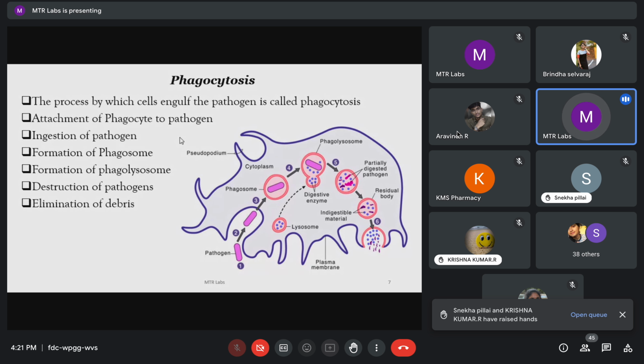Then the cells get activated once they have identified the pathogens or the antigens. These activated cells will express more glycoprotein receptors. These receptors help them to move to the site of infection and bind strongly with the microbes under the influence of cytokines. So then the cells begin to engulf the foreign particles.